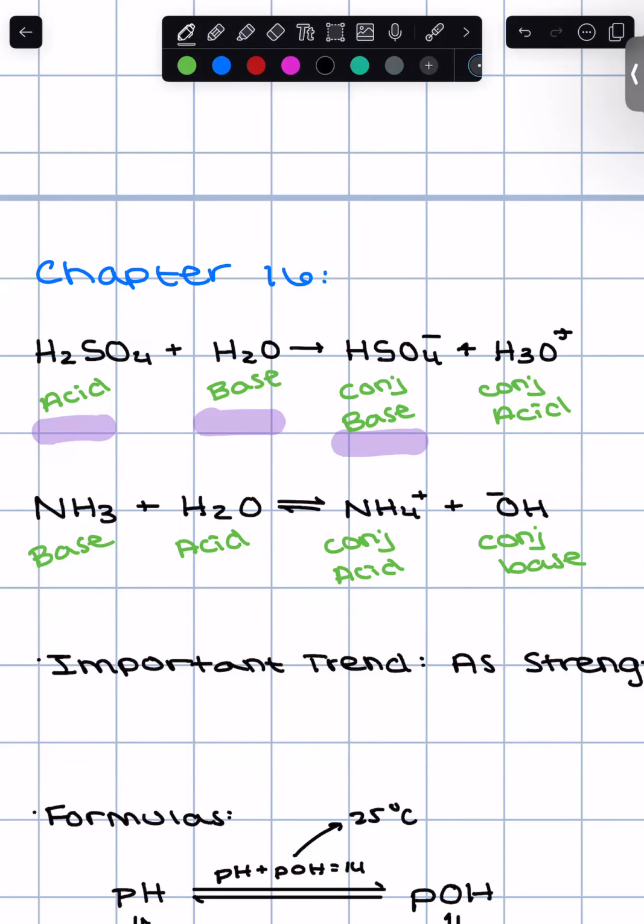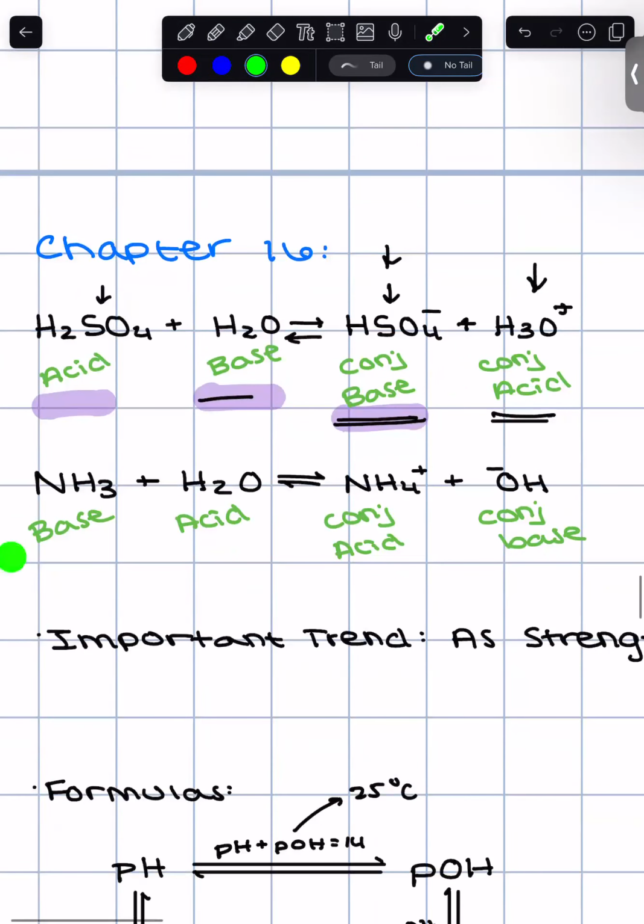So the resulting species, after it loses its proton, becomes the conjugate base. When this water gains that proton, it becomes the conjugate acid. If this were to happen in the reverse direction, this would act like the acid and this would act like the base, where this would be donating and this would be accepting.